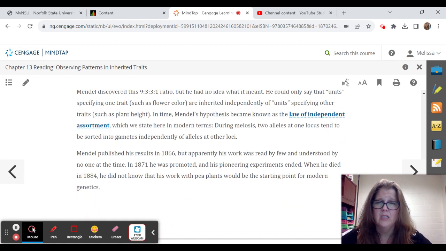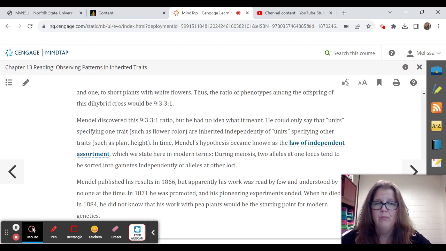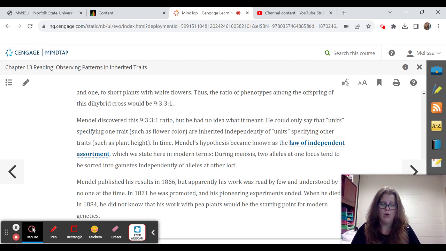Really what happens is the alleles get sorted separately. So you have traits, particularly when they are on different chromosomes, that are not going to get inherited together. And it talked about flower color. So Mendel talked about flower color being inherited independently of plant height. So purple flowers were not always tall. They could be tall or short. White flowers could be tall or short.